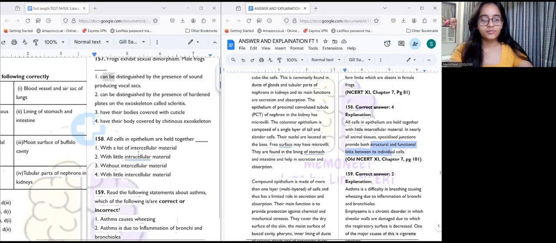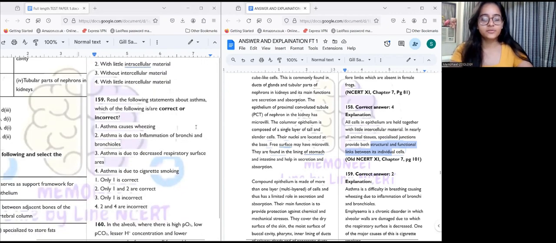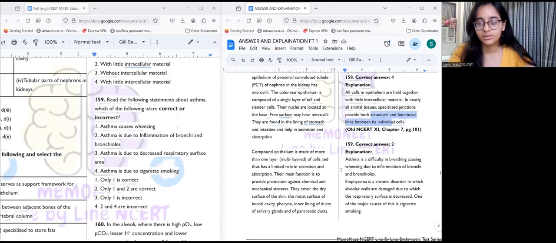Moving to question number 159. Which of the following are correct and incorrect? Asthma causes wheezing. Is that correct? Yes. Asthma is due to inflammation of the bronchi and bronchioles. Is that correct? Yes. Asthma is due to decreased respiratory surface area. Is that correct? No. Asthma is due to cigarette smoking. It's not due to cigarette smoking, but it can definitely be aggravated.